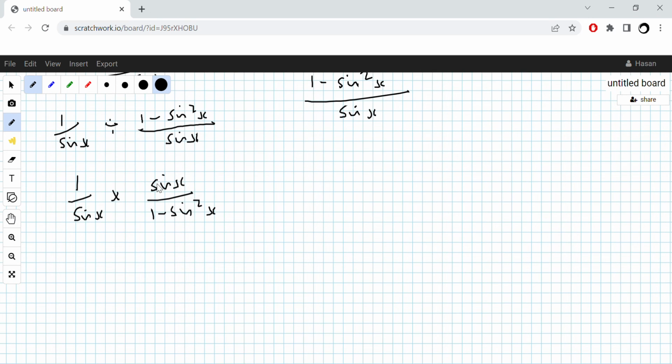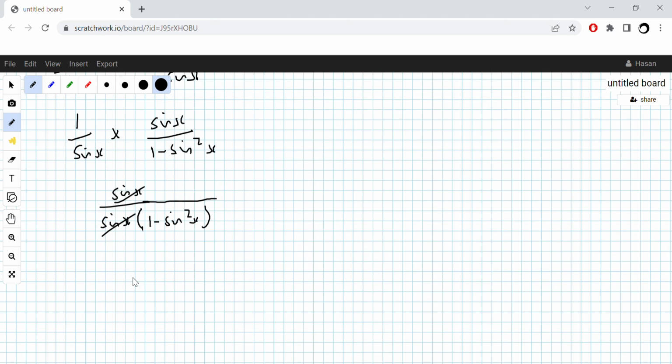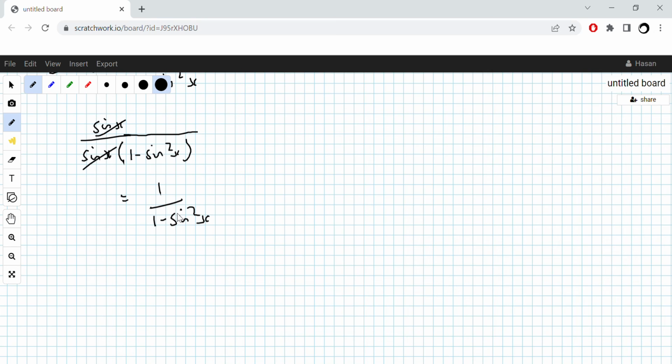Now we can bring them together, so you have sine x over sine x times 1 minus sine squared x. The sine x's will cancel out. This will cancel out with that. So now you're left with 1 over 1 minus sine squared x. You can rewrite 1 minus sine squared x as cos squared x, because cos squared x equals 1 minus sine squared x. So we have 1 over cos squared x.